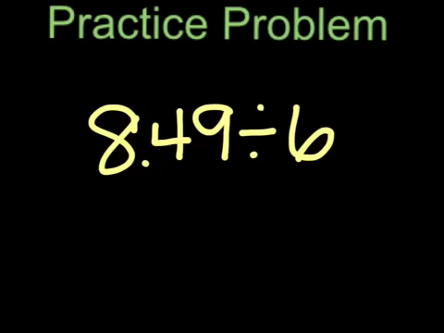Here is your practice problem of the day. Use the partial quotients method to divide 8 and 49 hundredths by 6. Make sure to create a magnitude estimate first and then do your division. Use your magnitude estimate to place your decimal point in the correct spot in your answer. Good luck!